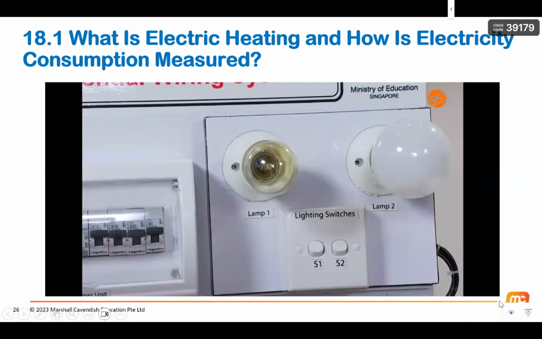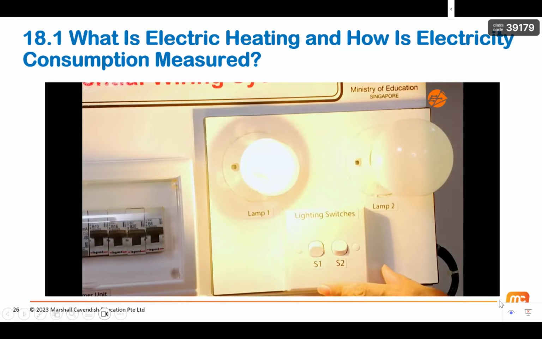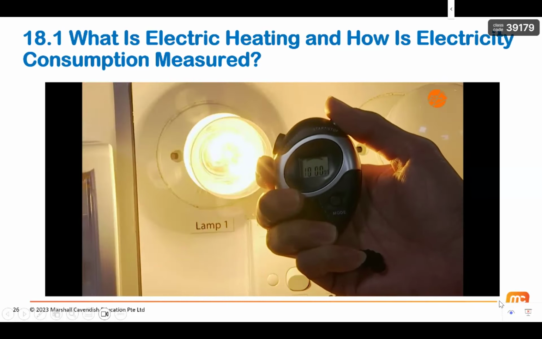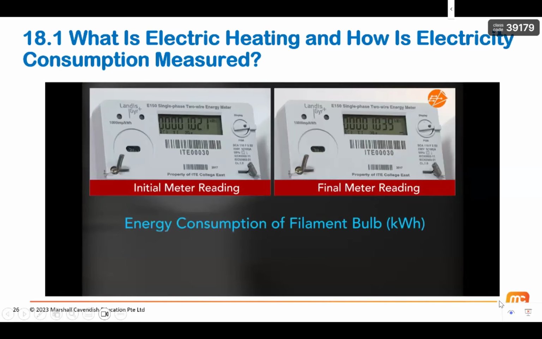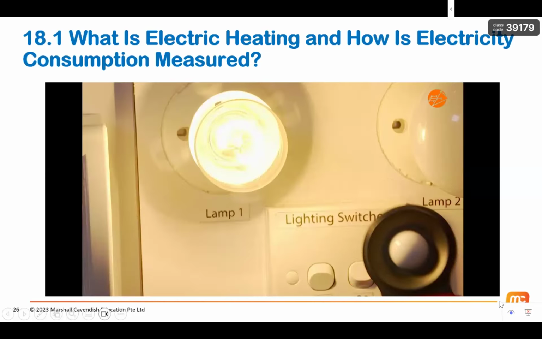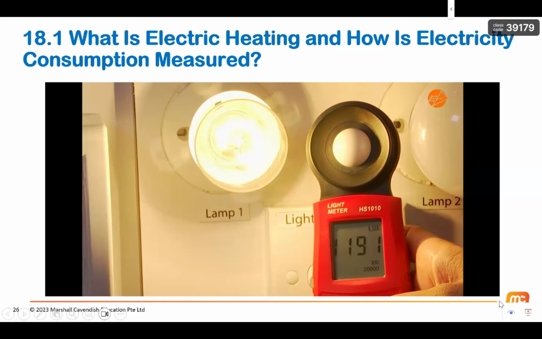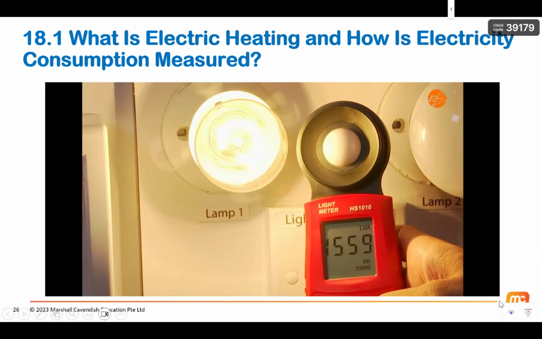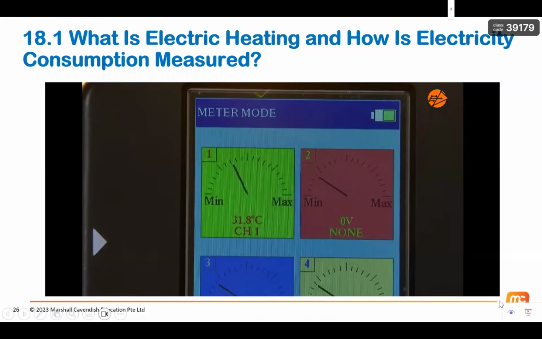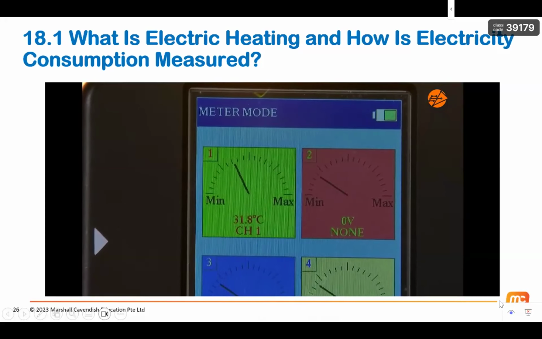Let's calculate the energy consumption of this filament bulb over a period of 10 minutes. The energy consumption of the filament bulb is 0.018 kilowatt hour. The filament bulb has a maximum intensity of about 15,400 lux. The temperature of the filament bulb is 31.8 degrees Celsius.